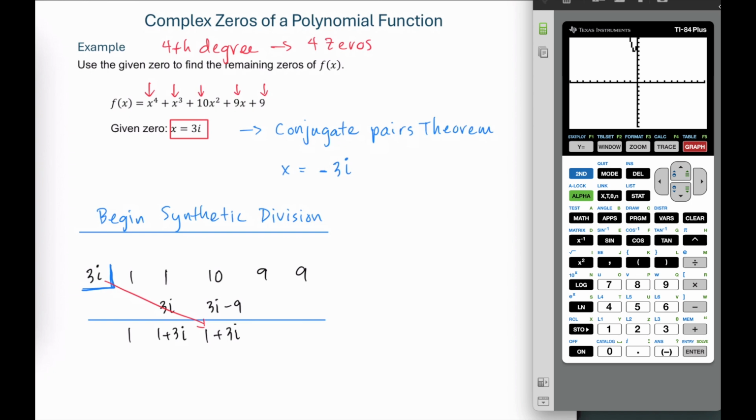When we multiply on the diagonal, of course, we get the same thing that we just did. Again, this is negative 9 plus 3i. And when we combine down this time, the 9's cancel out and we end up with just 3i. Multiply on the diagonal, we get 9i squared. And again, that's the same thing as negative 9, so we'll replace that with negative 9. And then, when we combine down, we get a remainder of 0.